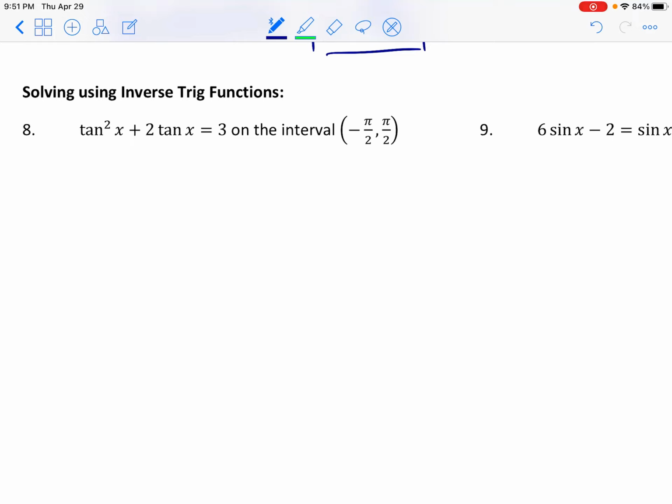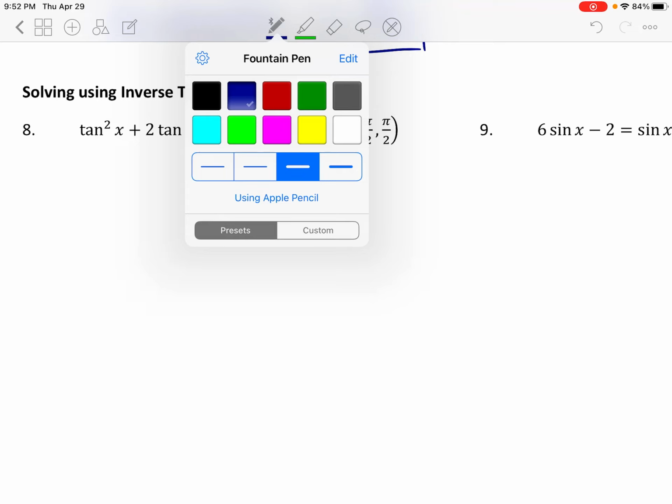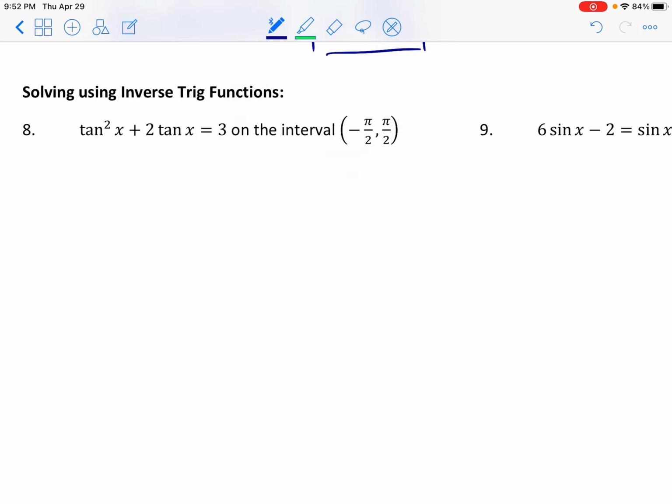That's where we get rid of a sine by taking the inverse sine, or we get rid of a tangent by taking the inverse tangent, but the other strategies are going to come into play here as well. So, looking at this equation, I might not know just by looking at it that I'm going to have to use an inverse trig function. So thinking about my other strategies, it's only got a tangent in it, and I see a square, which is telling me to try to factor.